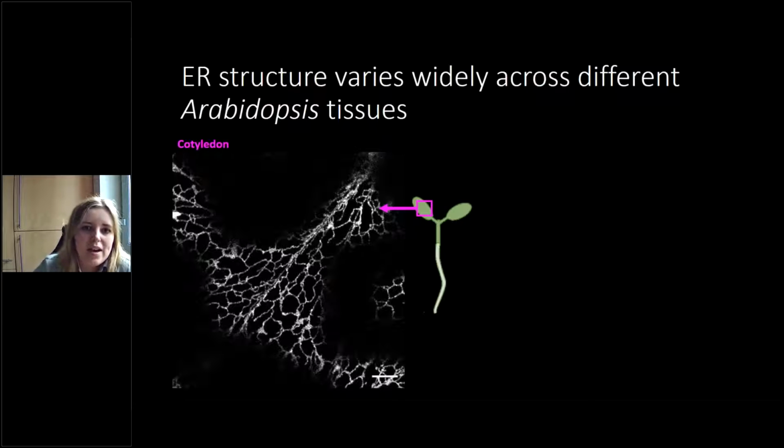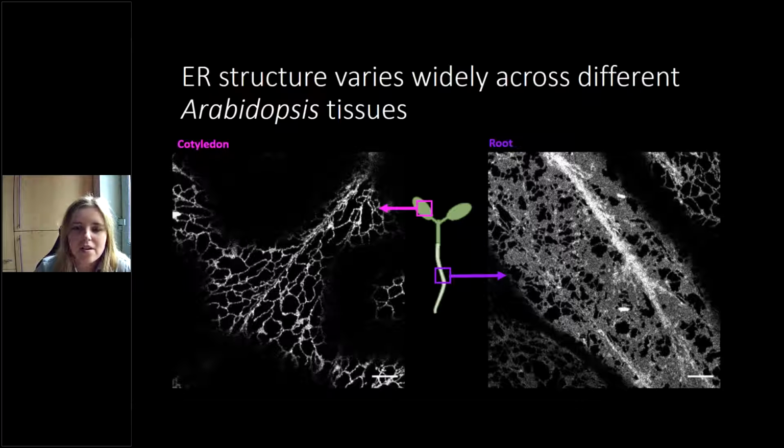So if we just compare here, this is a standard image of the ER in a leaf epidermal cell in a 7-day-old Arabidopsis. And you can see here it's a relatively spaced out network with not too many of those big flat cisternae that we mentioned. But if we just move down slightly into the root tissue, we find that there is this massive shift in morphology towards a large number of cisternae and the whole network itself that's quite densely packed within the cells.